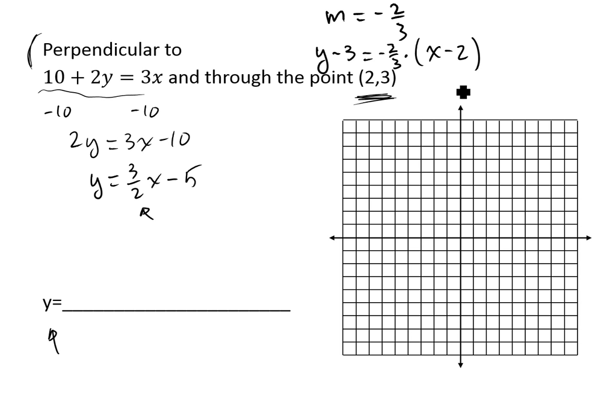If I distribute that, that's -2/3 x, and then that's going to be +4/3, and that's y minus 3 equals that. So the next thing I'm going to do is add 3 to both sides, but I think I'm going to add 3 in the form of 9/3, so I can combine these terms here.